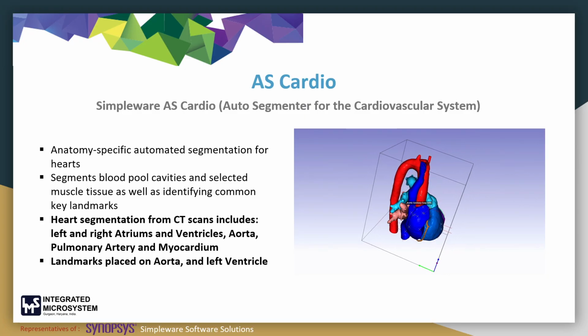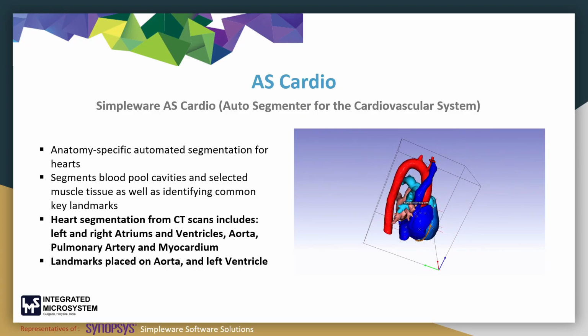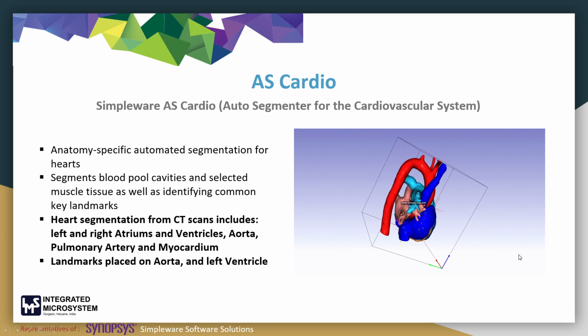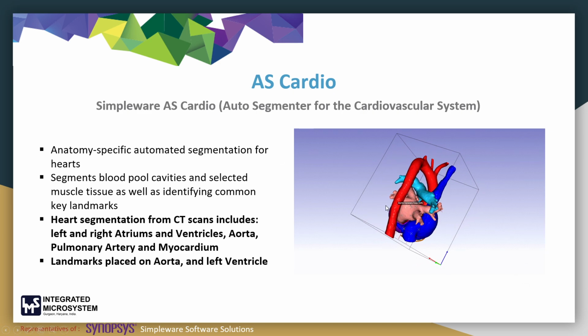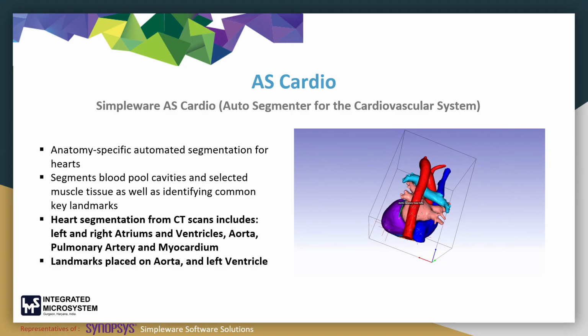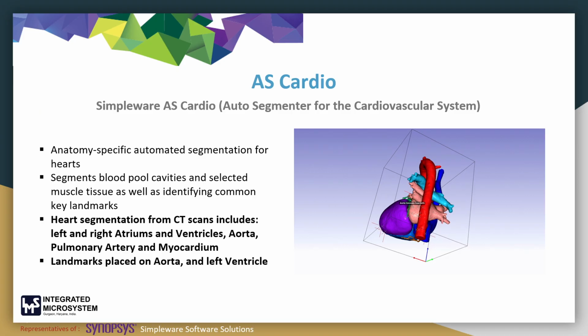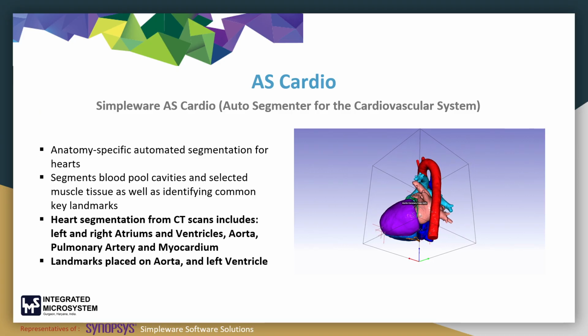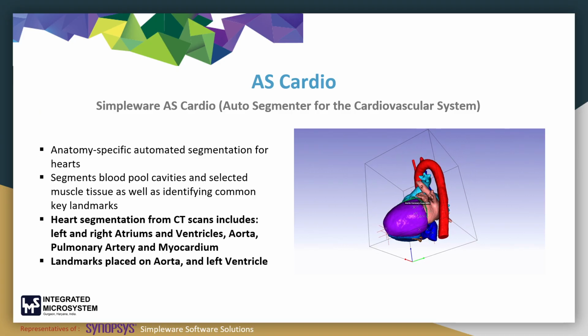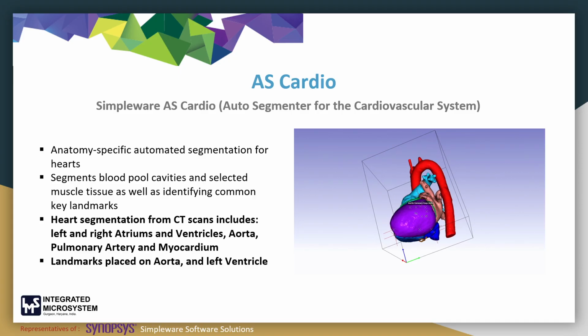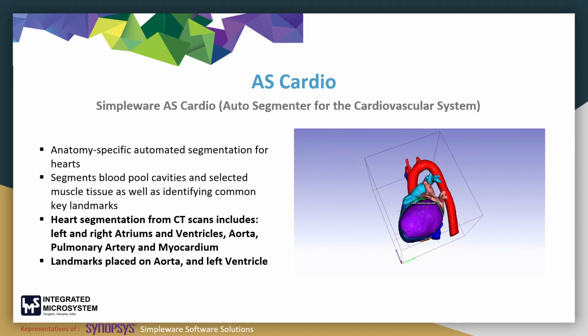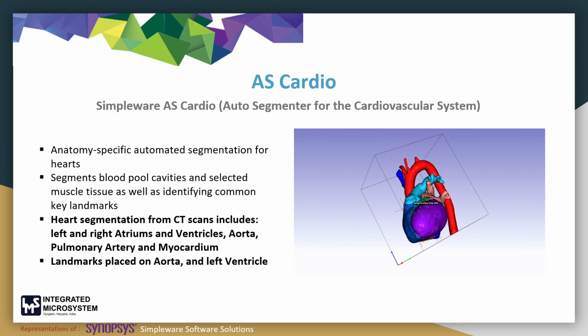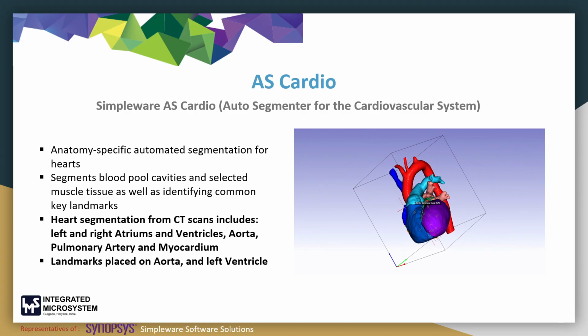So in Simpleware, anatomy specific automated segmentation for hearts, we can see how auto segmentation works. Segmentation of blood pool cavities and selecting muscle tissues as well as identifying common key landmarks. Heart segmentation from CT scans includes left atrium, right atrium, ventricles, left ventricle, right ventricle, aorta, pulmonary artery, and myocardium. Landmarks are placed on the aorta and left ventricle.